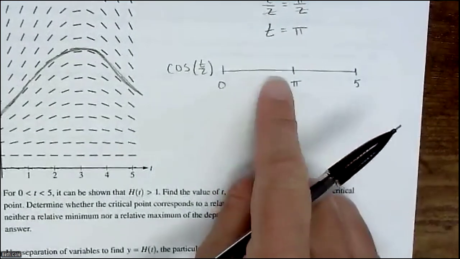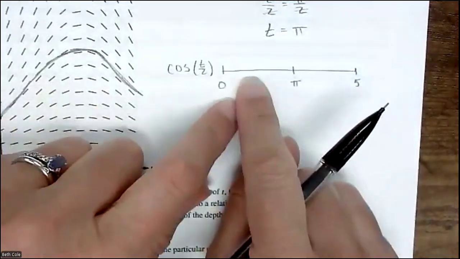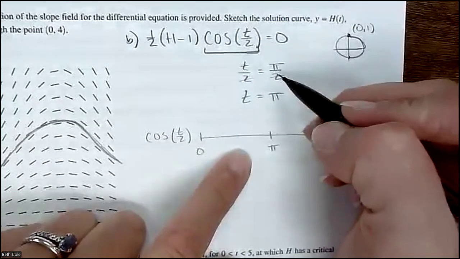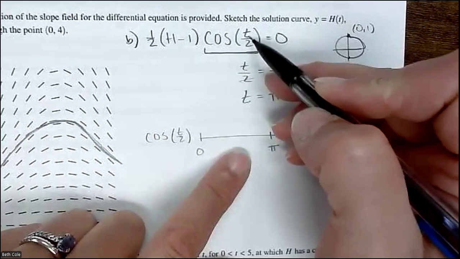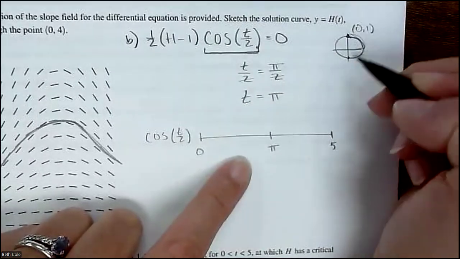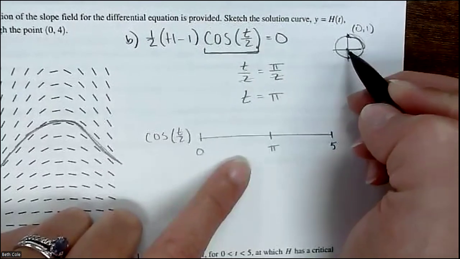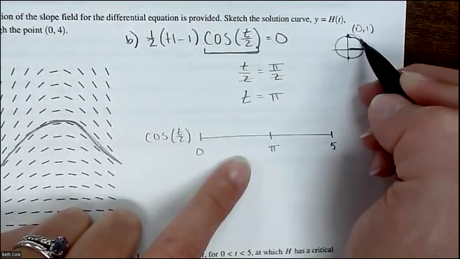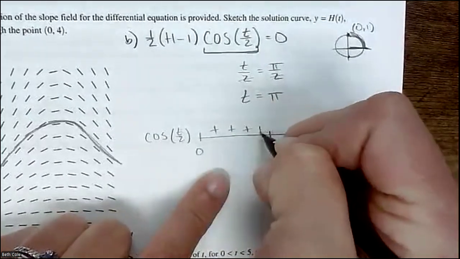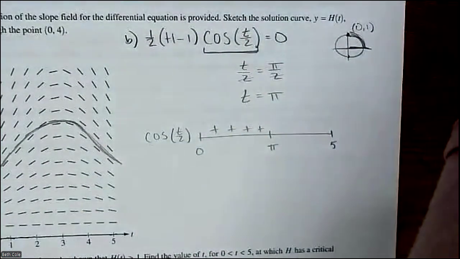So let's think about on our unit circle from 0 to pi. And actually, if we plug pi in, it's going to end up being pi over 2. So we really want to just think about from 0 to pi over 2. Cosine is your x value. Is your x value positive or negative for this section? Positive.